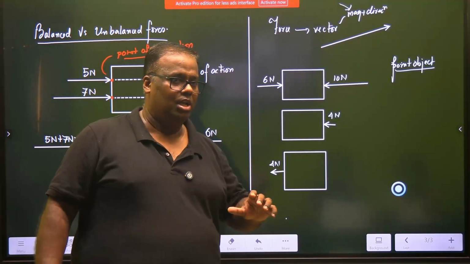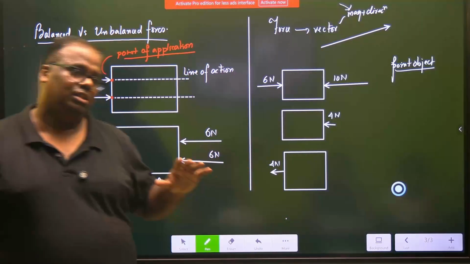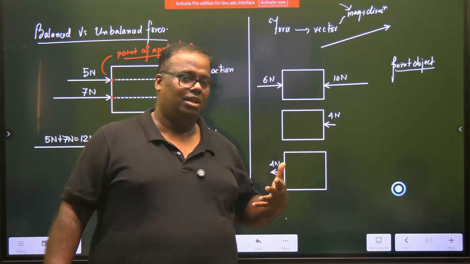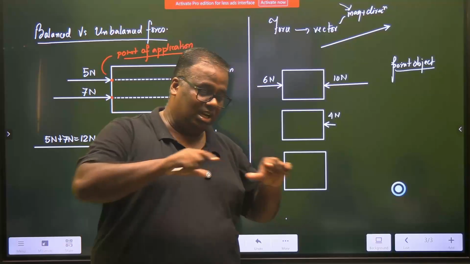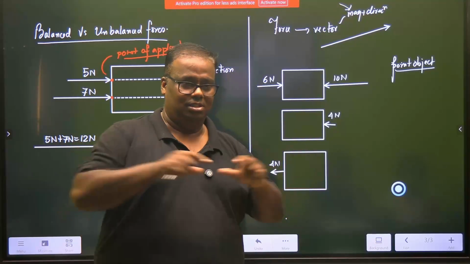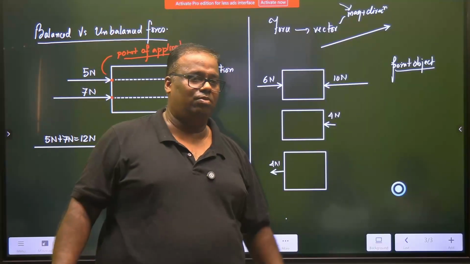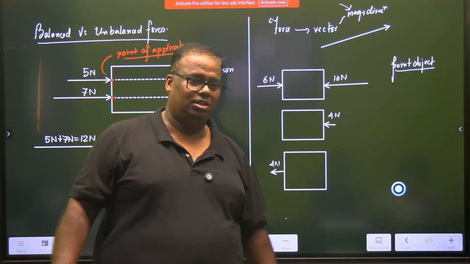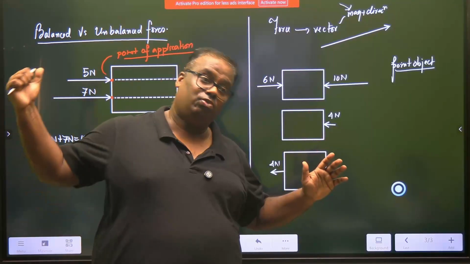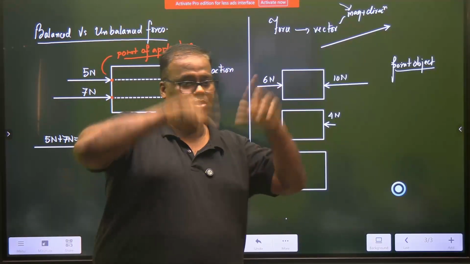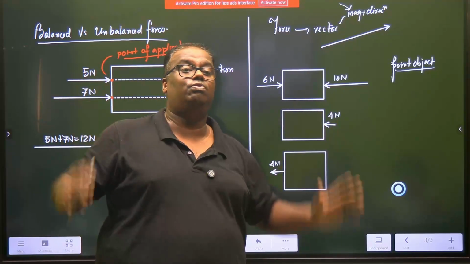Isolate the body. Suppose there is a ladder, and on that ladder I am standing. Now you want to find out what is the net force acting on that ladder's footrest level. It's not only my weight, there are also reaction forces coming from the side. So you will separate the ladder and you'll draw all the forces. That's called a free body diagram.